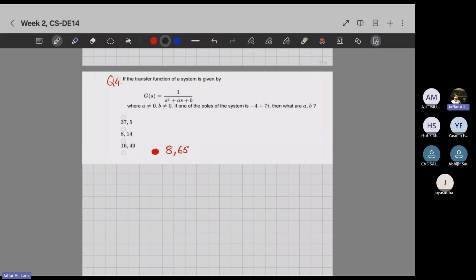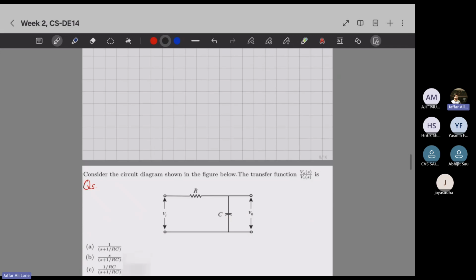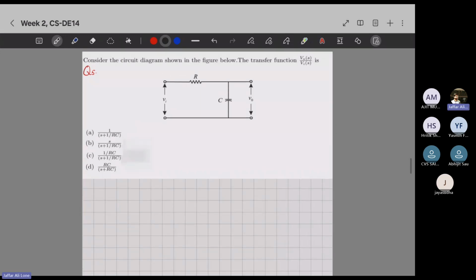Now, try solving this question, or before this question, solve this question. This is relevant. So you have to find the transfer function of this system. It's similar to what you solved in question number 1. Now here you should be able to tell me the answer.